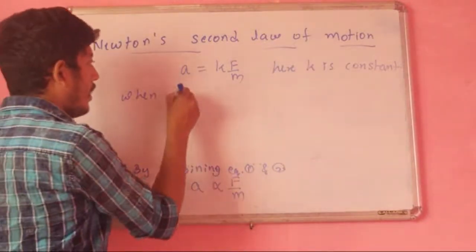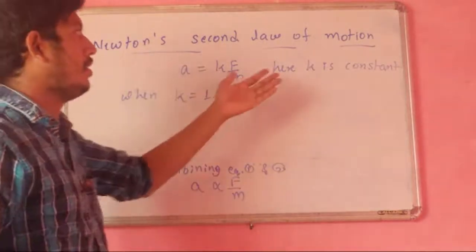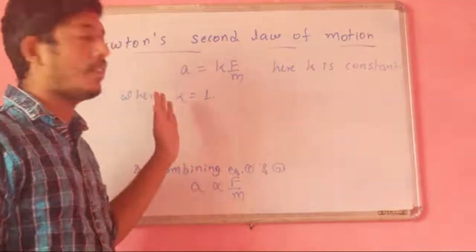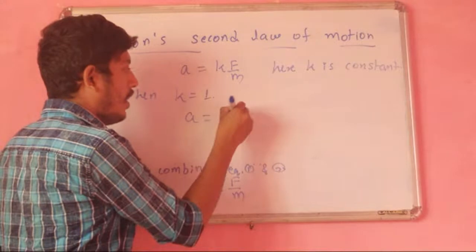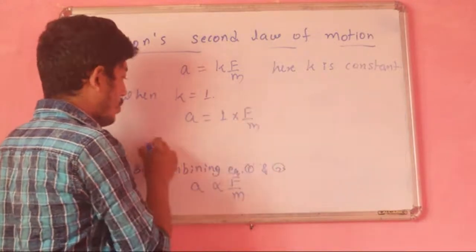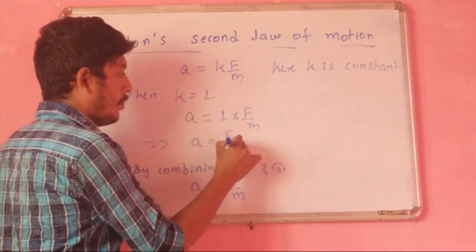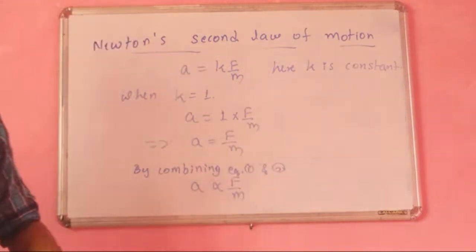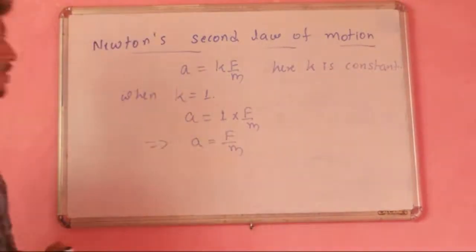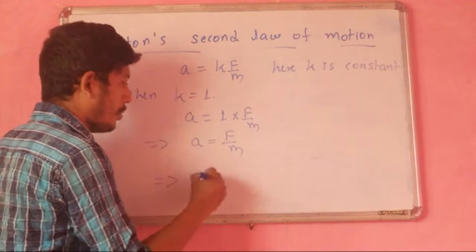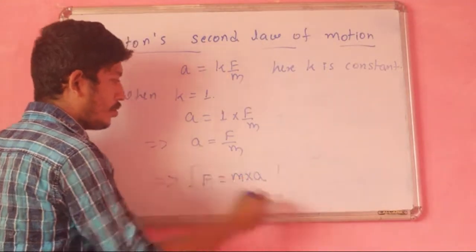Because we already consider K is a constant, now in this case I will consider K equals 1. So then what does it become? A equals 1 into F divided by M, so this implies A equals F only, divided by M. Therefore, by the cross multiplication method, when we cross multiply it becomes F equals m into a. So F equals m into a.